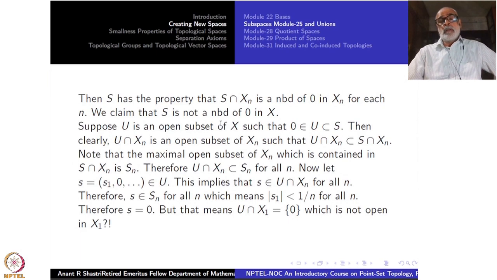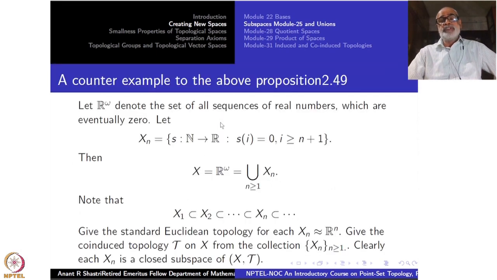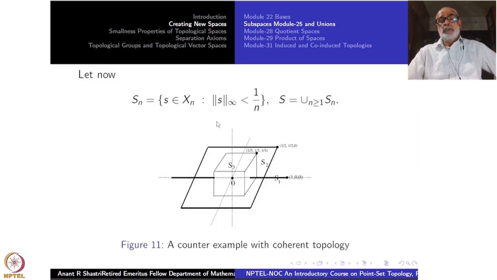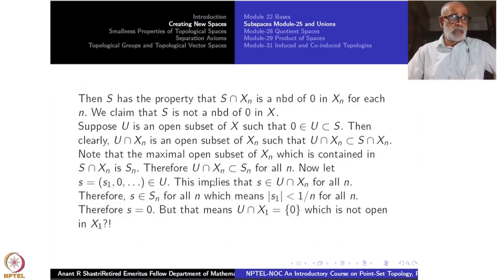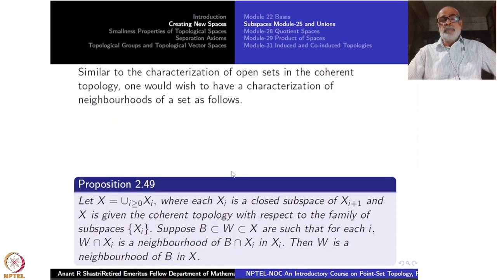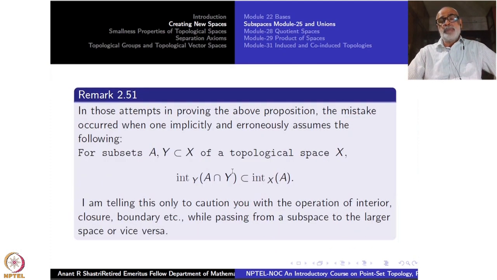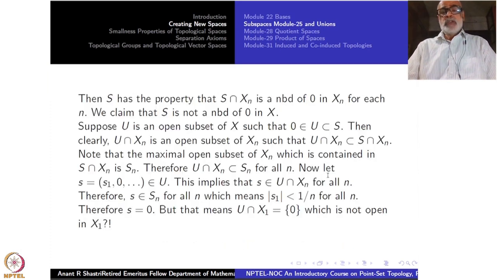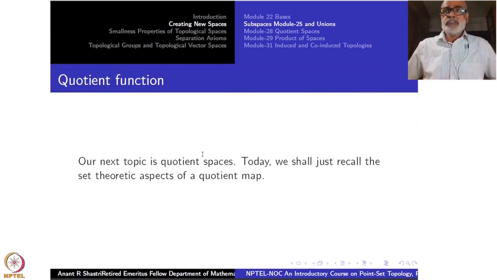So I have already cautioned you about why this is necessary and so on. So that is one thing about coherent topology, etc. You have to be careful. Indeed, problems of this kind can occur even when you are dealing with a boundary operator or closure operator. Such a simple thing that I have elaborately taught you, so you have to be careful about these operators. Our next topic is quotient spaces.